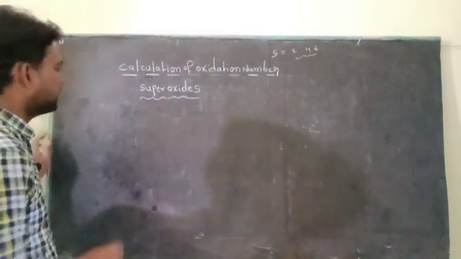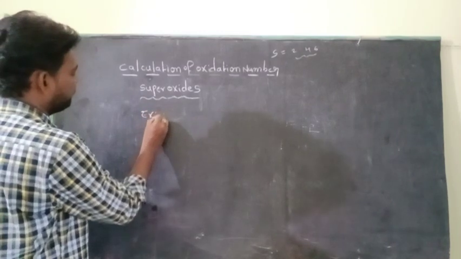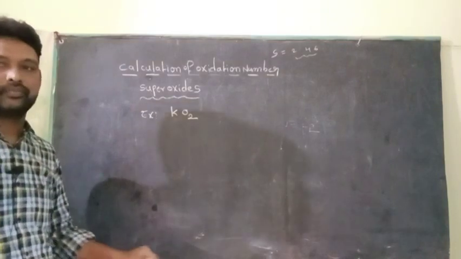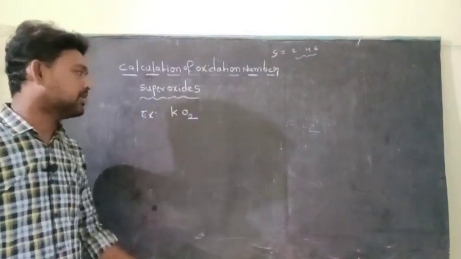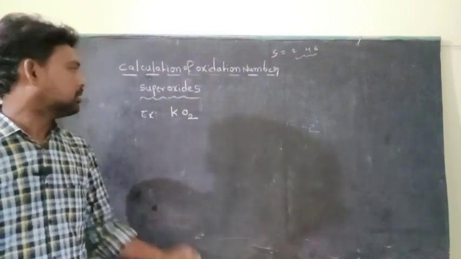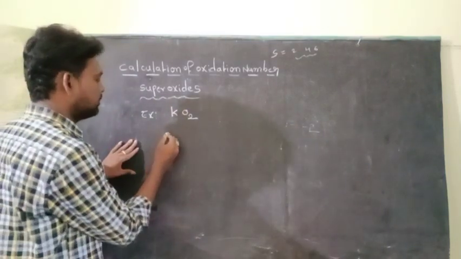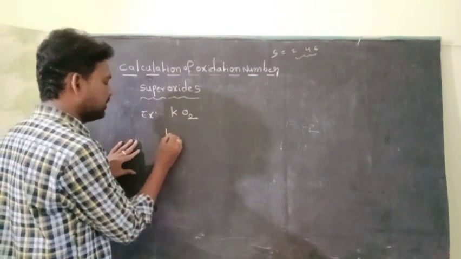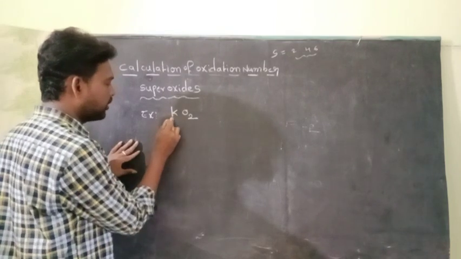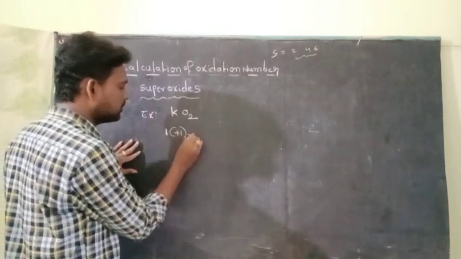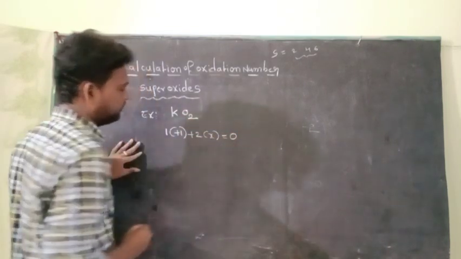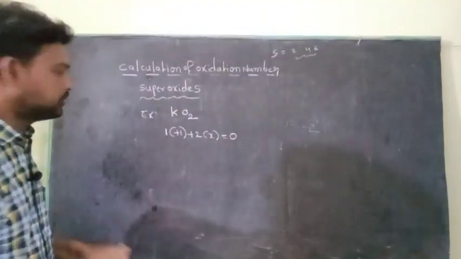For example, you can take one example, KO2. In this compound, what is the oxidation number of the oxygen atom? Now calculate K. 1 into potassium oxidation number plus 1, plus 2 oxygen atoms, 2 into x equal to 0.